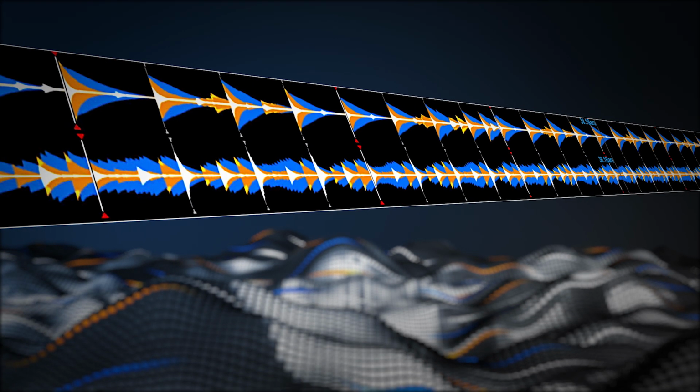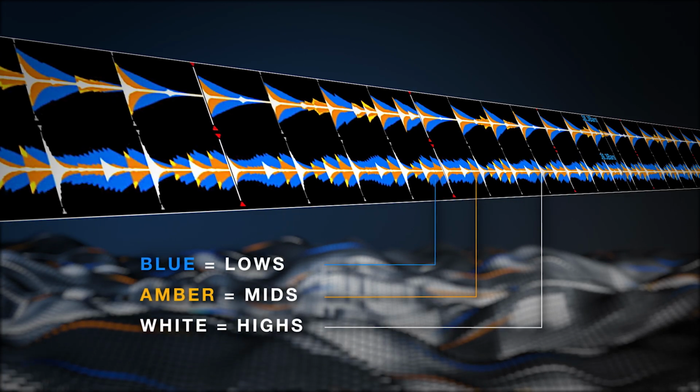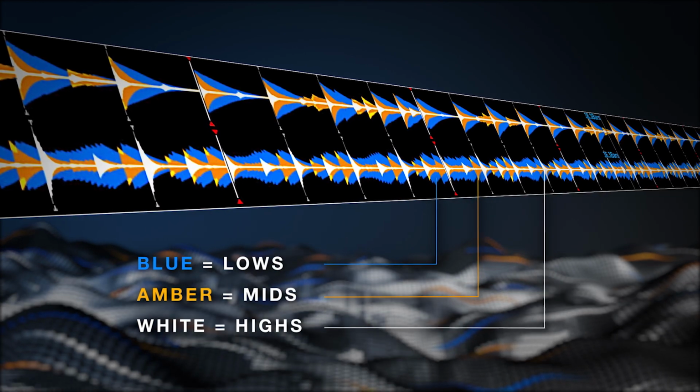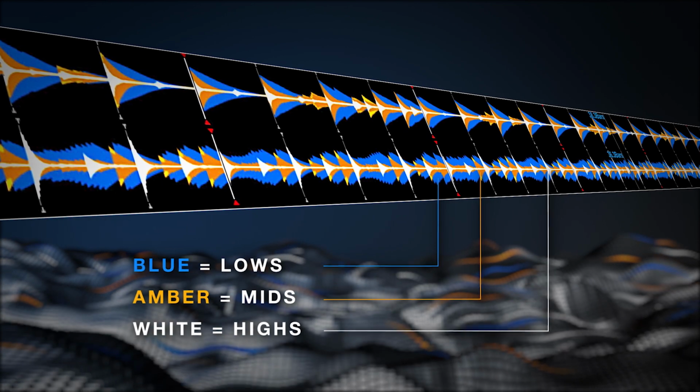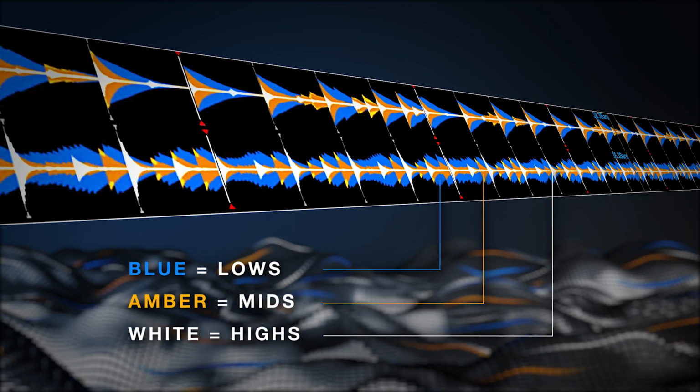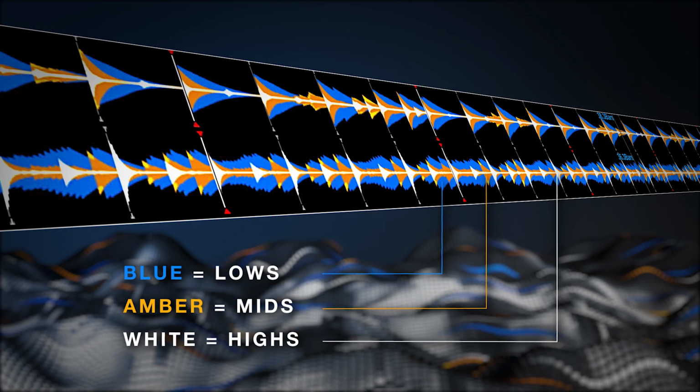The new three-band waveform is slightly different because it separates the high, mid, and lower frequencies into blocks of different colors. This means you can glance at the waveform and easily understand how it sounds.